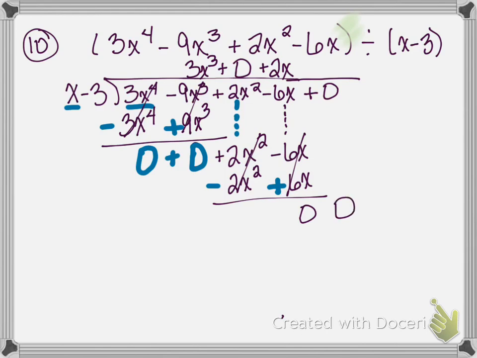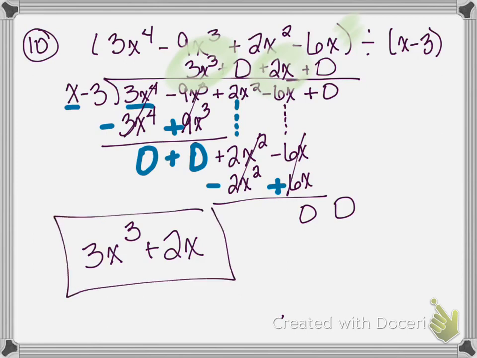If you said x goes into 0, how many times? You're going to put another 0. But our answer is going to be the 3x to the 3rd plus 2x. So my final answer here is 3x to the 3rd plus 2x. And I have a remainder of 0, so I'm good. So this right here is my final answer.